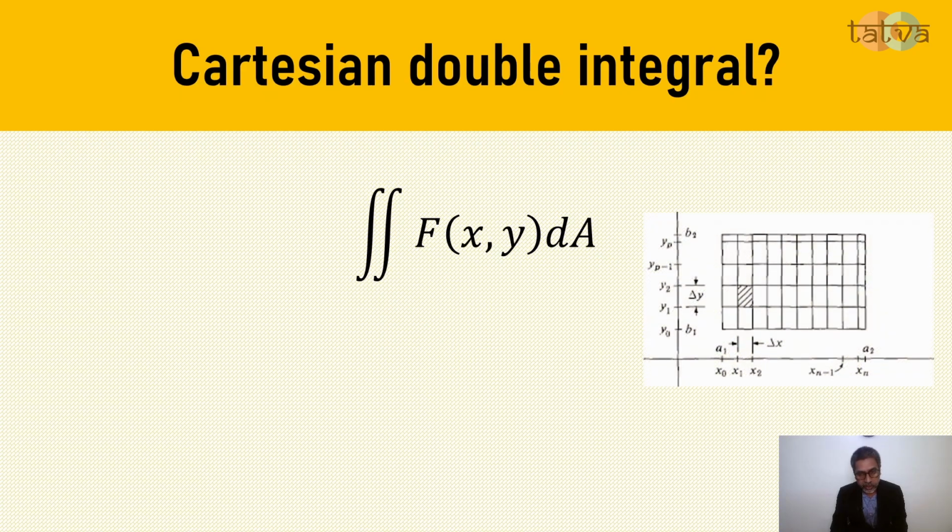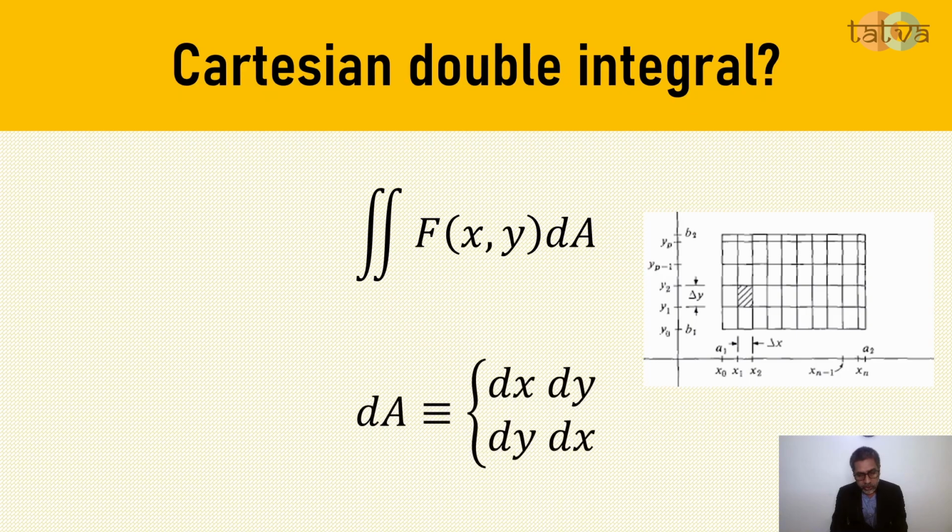Now, when you evaluate a Cartesian double integral, the region of integration is broken down into a grid or a mesh consisting of small rectangles, and the continuum of this will produce a double integral. So you can find the area of each small rectangle either by dx into dy or dy into dx, because that is how you compute the area of a rectangle. So a double integral in the Cartesian frame looks like this.